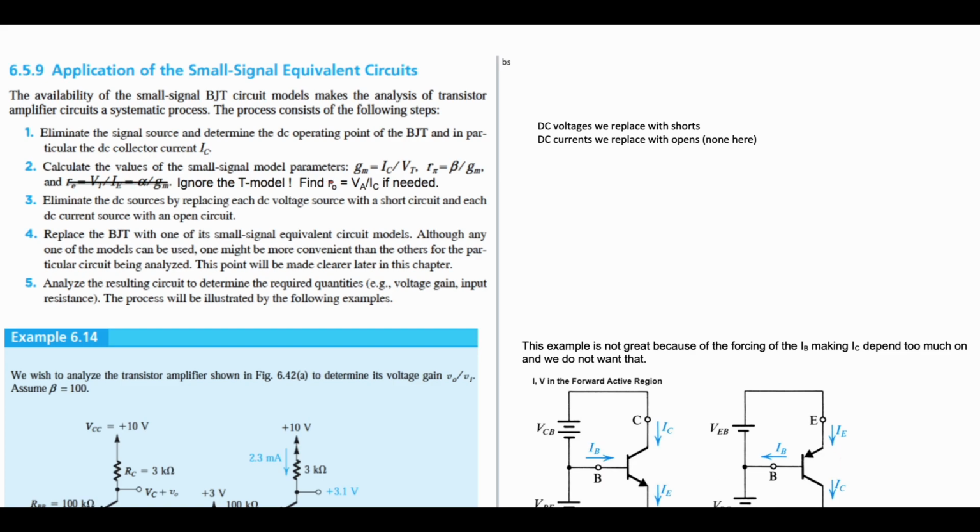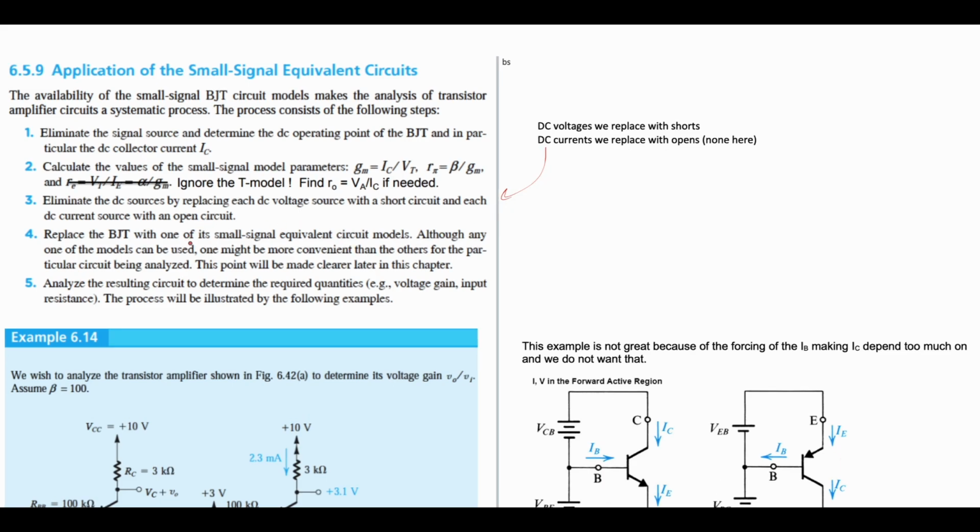So gm is equal to IC over VT. We have our r pi, and these are in the notes linked below the like button, but I've also included them here. We're going to ignore the T model and also find our r0 if needed. We are going to eliminate the DC sources by replacing each DC voltage source with a short circuit, and each DC current source with an open circuit. Talked about this right here. So this is the same as step 3.